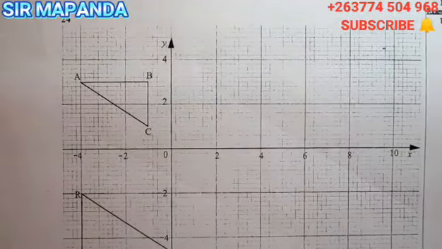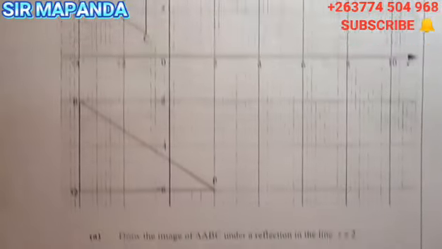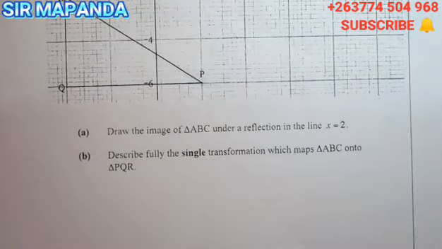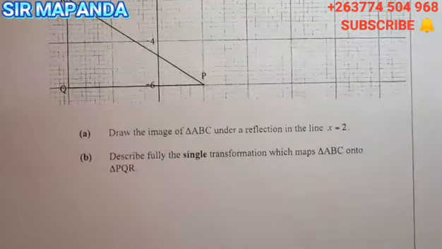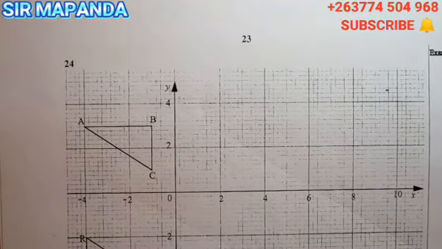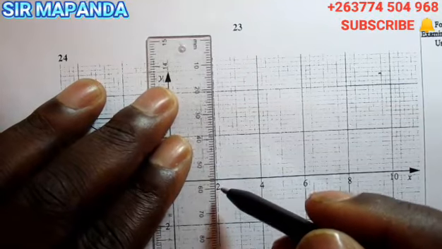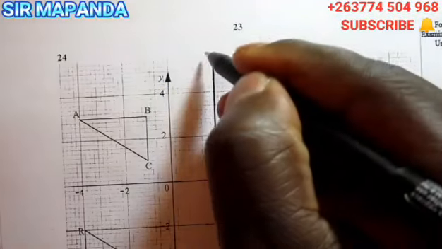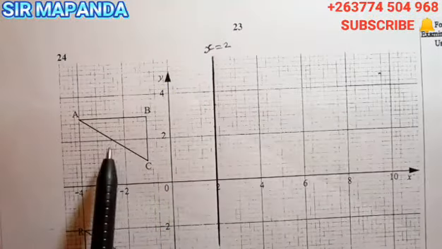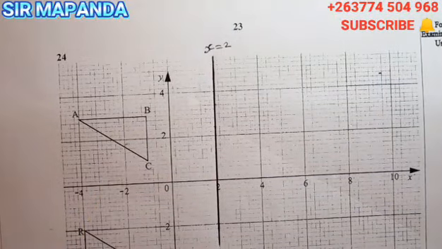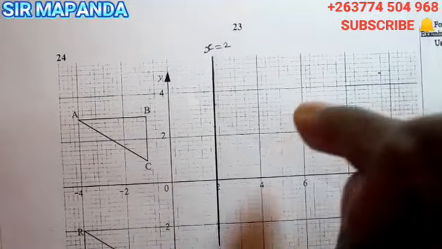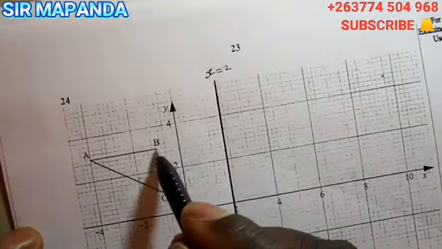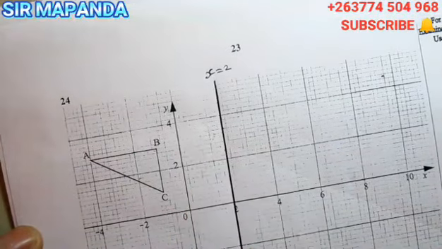Number 24, this is in line with the transformation. It reads, part A, draw the image of triangle ABC under a reflection in the line x equals 2. So you start by drawing the mirror line, x equals 2. This is 2 being referred to as the mirror line here. So this line is x equals 2. We want to reflect this triangle. So you can clearly notice that the image of this triangle is going to come on the right side of this mirror line. So how many boxes do we have from B to the mirror line? We have 1 full box.